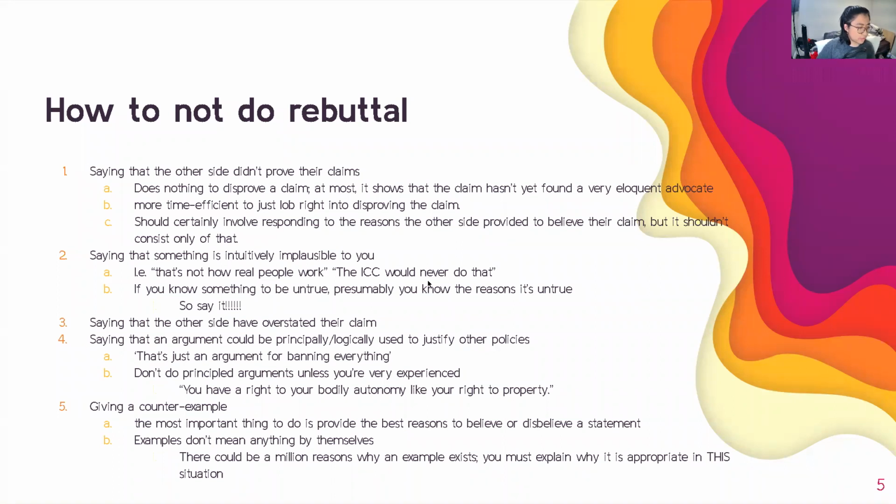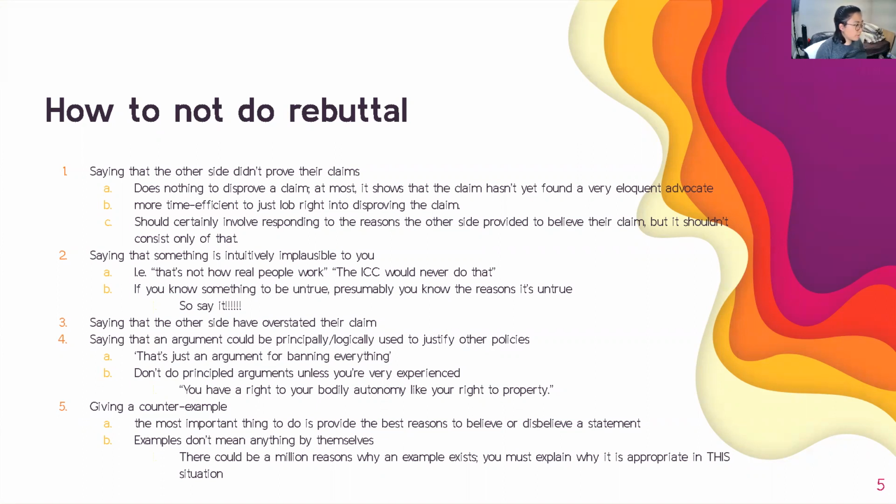The third is saying that the other side have overstated their claim. This is a little bit different. I can go over more specifics about how to make this correct, so I'm not going to focus on this one too much. I'll talk about this in the next slide. The fourth is saying that an argument could be principally or largely used to justify other policies.